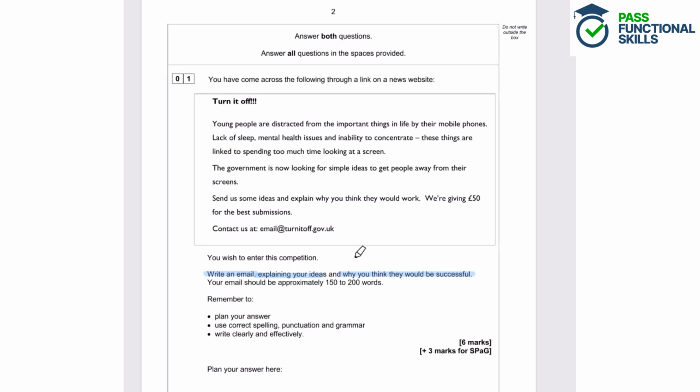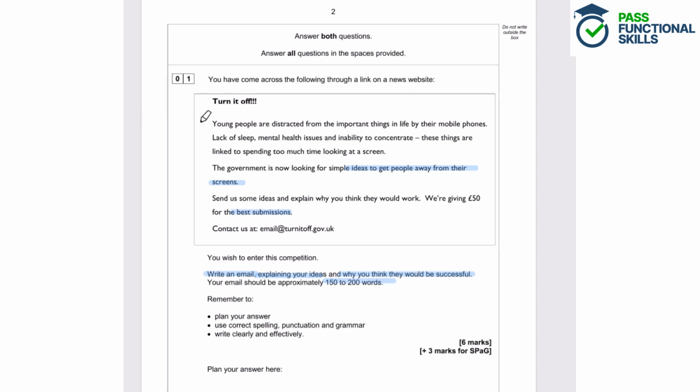So if we are explaining these ideas and they want only the best submissions from us, then we need to be persuasive. So we need to persuade people that our ideas to get people away from their screens are the best. And we need to write 150 to 200 words. So that gives us some idea of how detailed our answer should be.